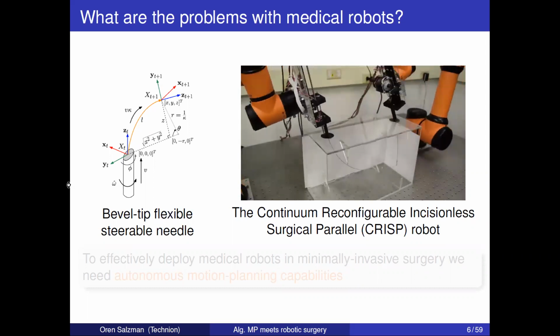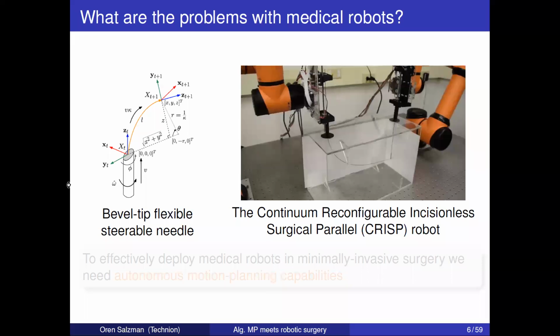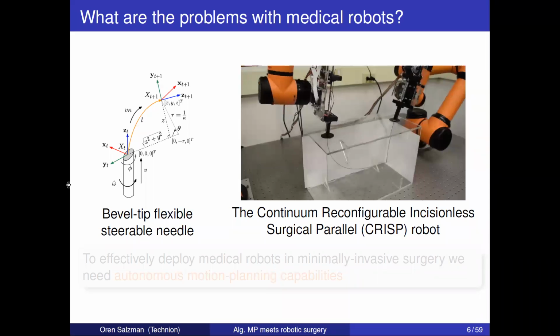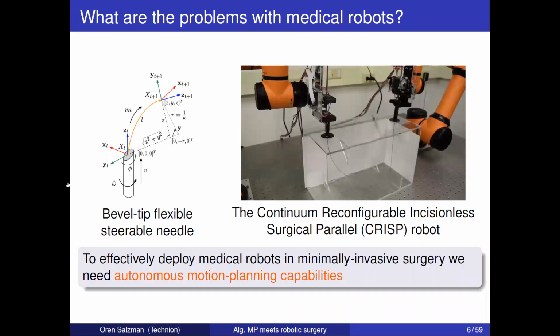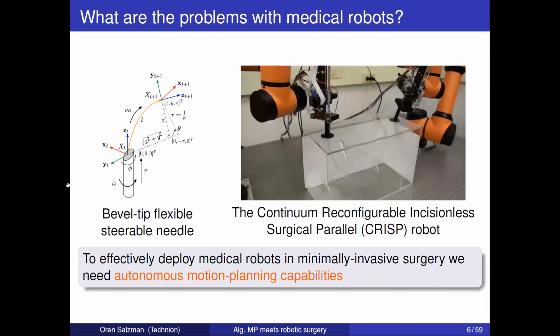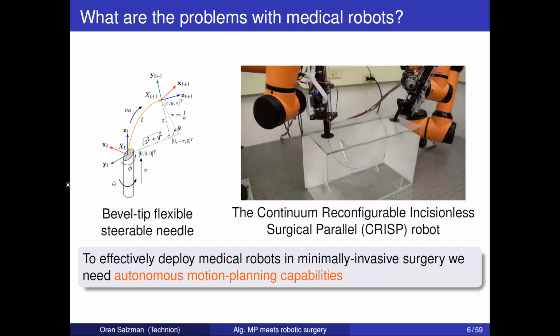And I hope I don't need to convince you that really manipulating both these devices and the other devices that I'm going to describe today is not feasible by a human operator, no matter how experienced he is. So really, to effectively deploy these robots, we have to have autonomous motion planning capabilities.